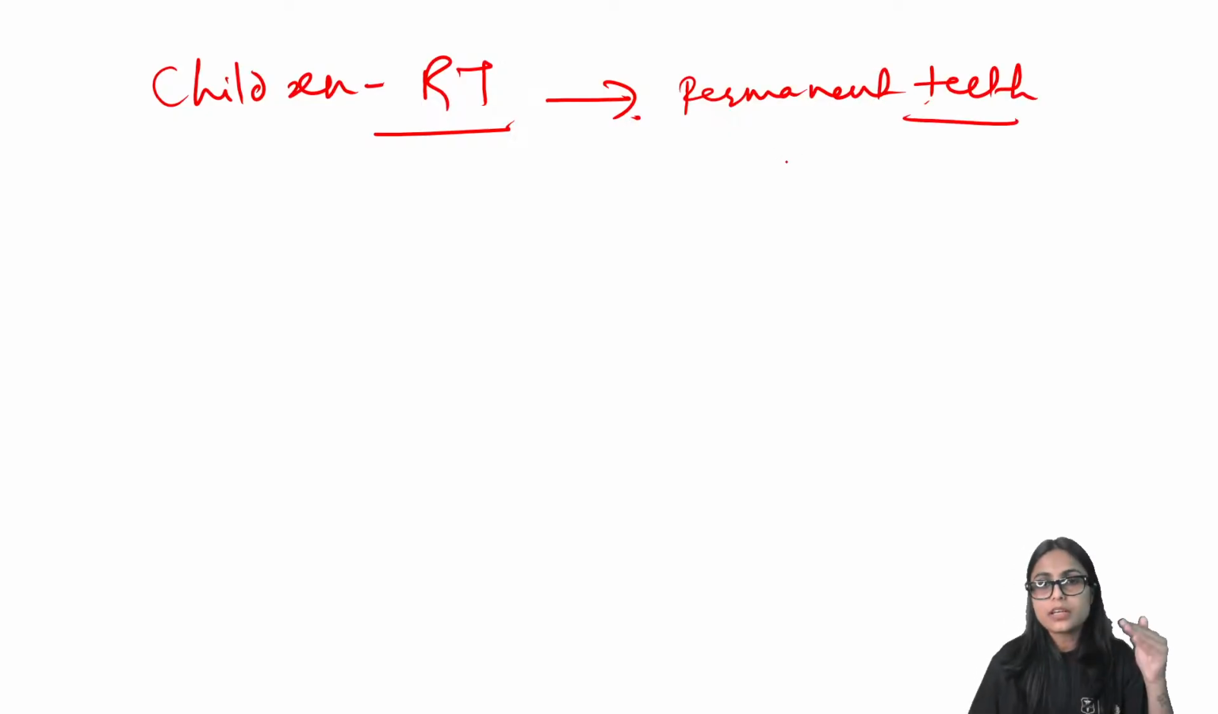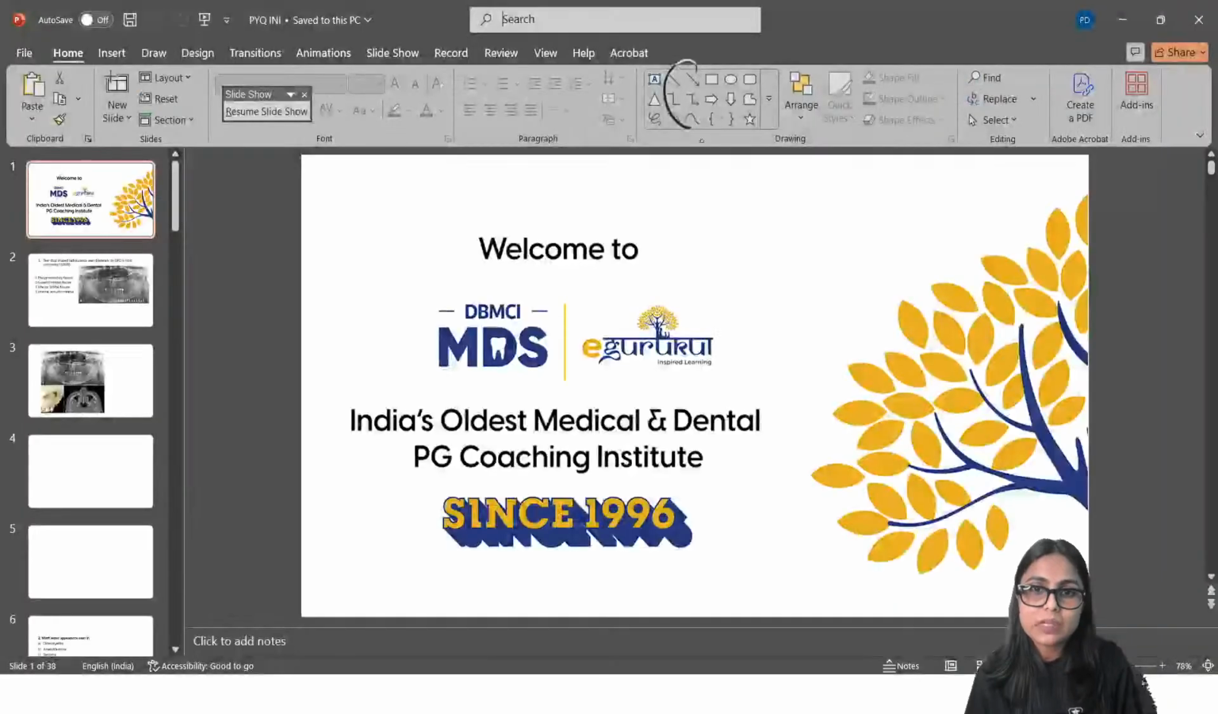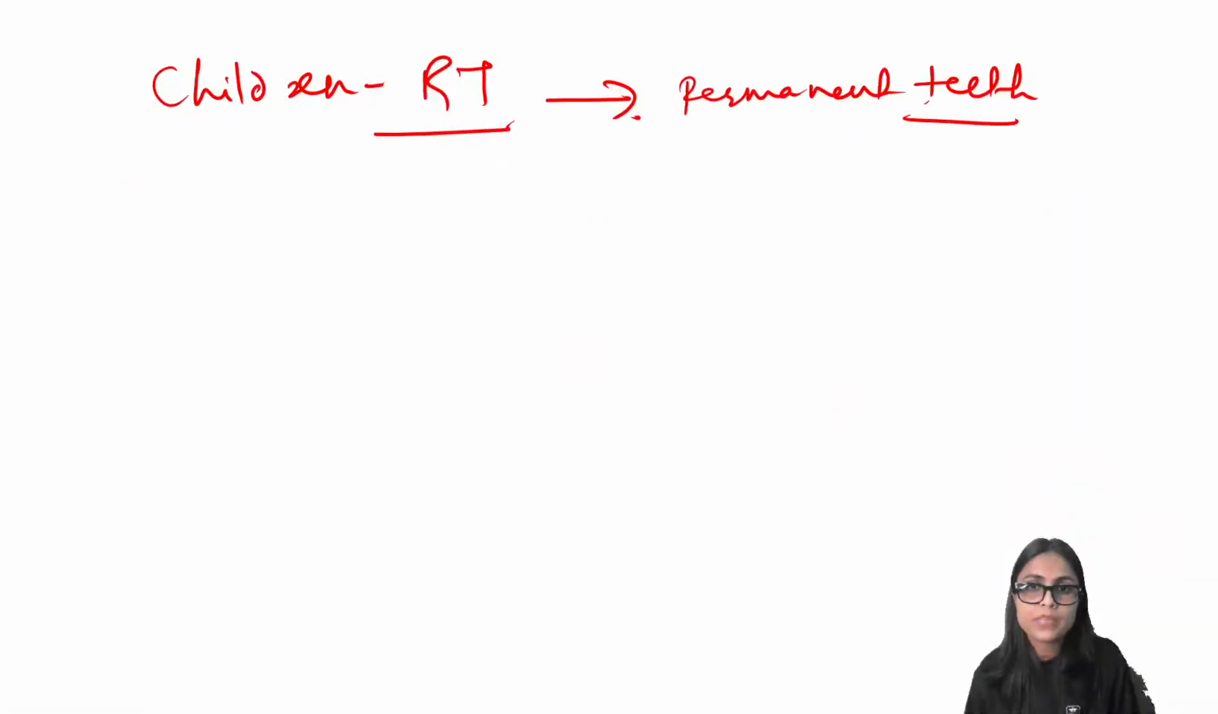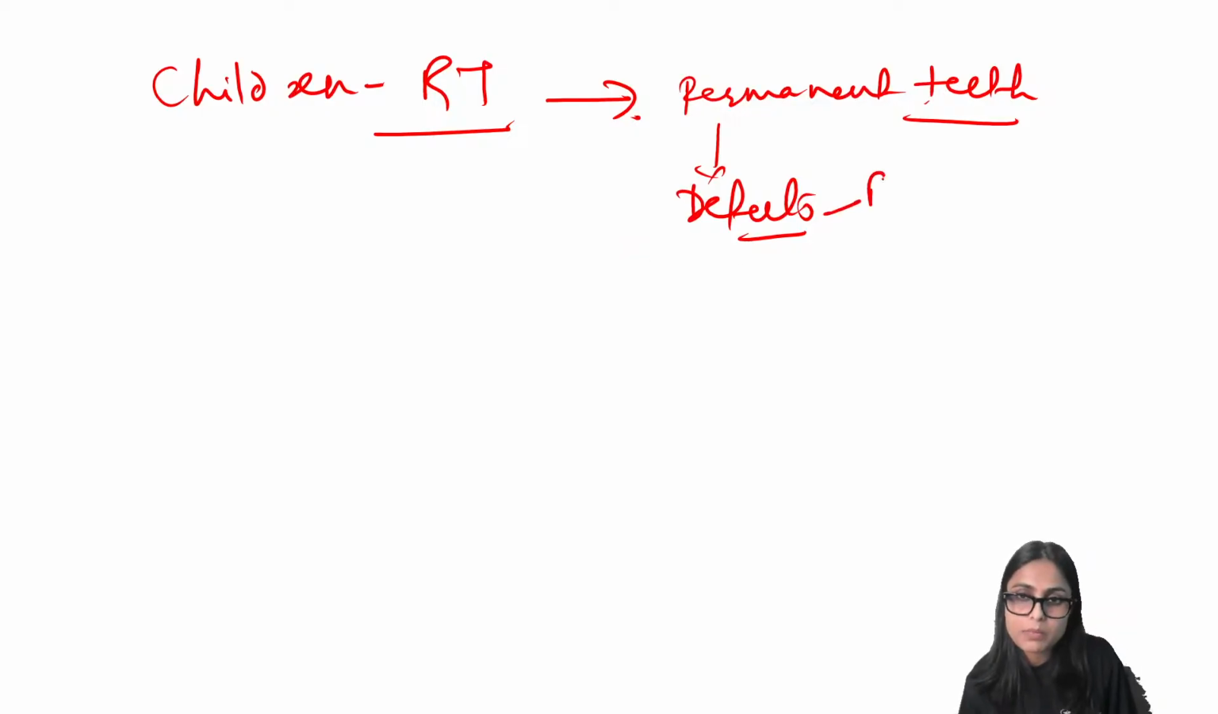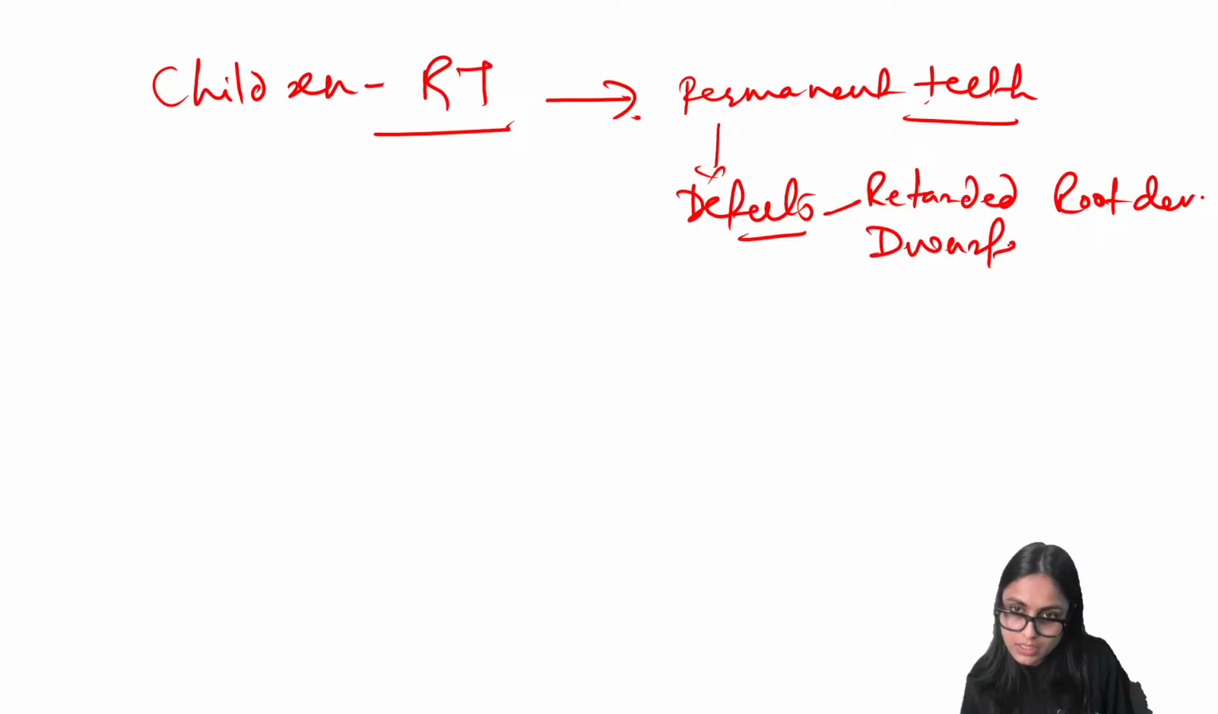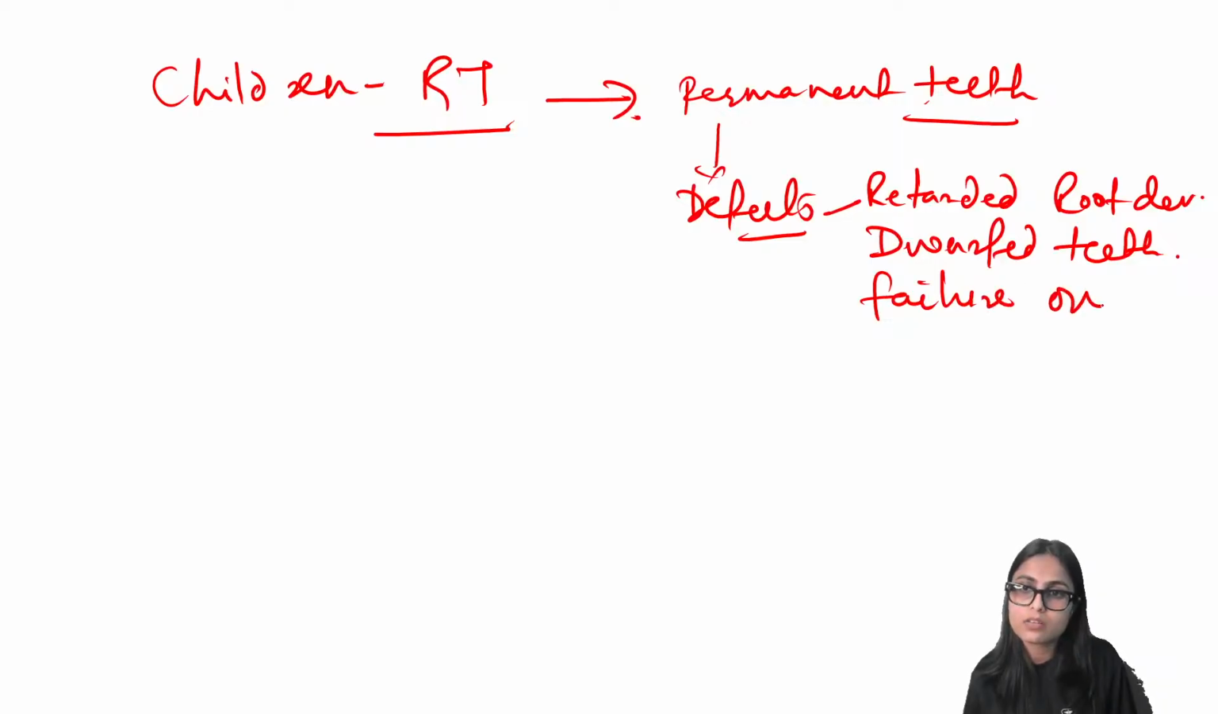So, when children undergo radiotherapy, there will be defects seen in the permanent teeth. Okay, now what defects do you see? You will be seeing retarded root development, dwarf teeth, or just a failure to form one or more teeth.